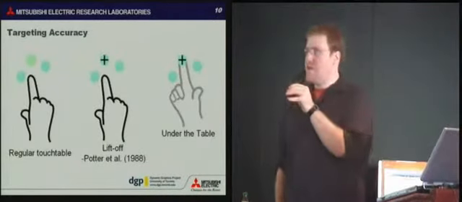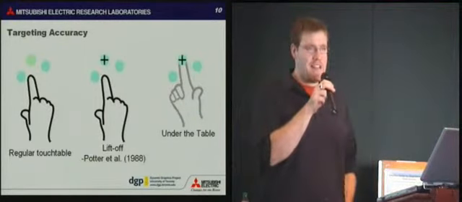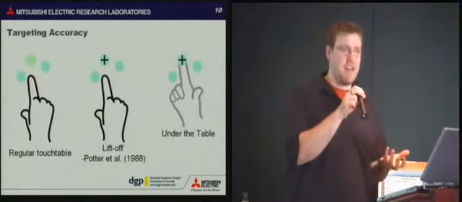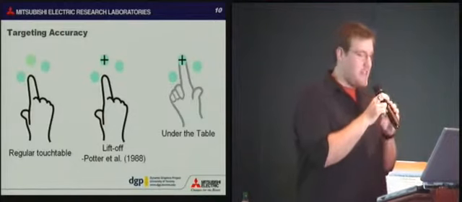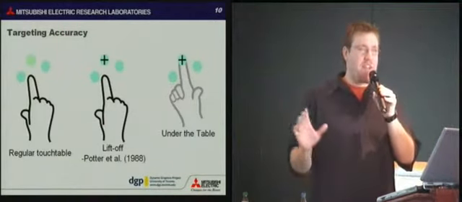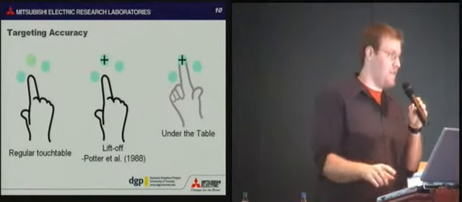Next, let's talk about targeting accuracy. A lot of people have the immediate reaction to say that once you can't see your hand anymore, it's much more difficult to make selections or to touch in an accurate way. What's interesting, though, is that if we leverage the techniques of a previous piece of work, we can actually make touch input on the bottom side of the table more accurate than input on the top.